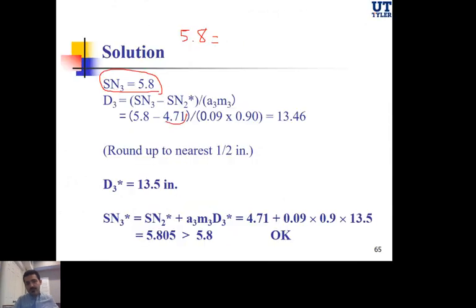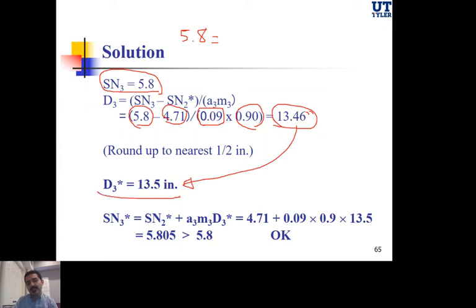So this is 4.71, and structure number 3 is 5.8. If you subtract the two and divide them by 0.09, which is A3, and 0.9, which is M3, you'll be able to get the thickness required for the third layer, 13.46 inches. By the way, it's in inches. Then you're going to round it to the nearest half an inch. Therefore, you need a 13.5 inch layer.